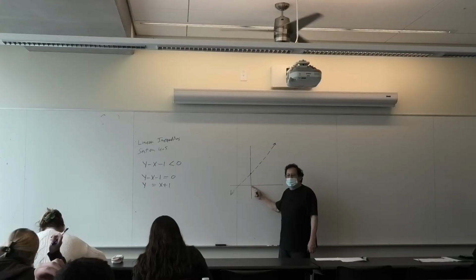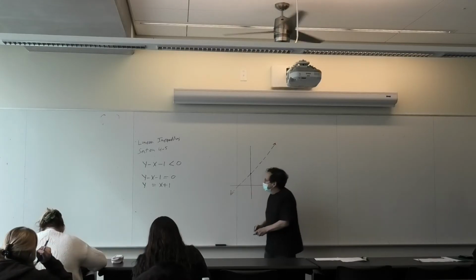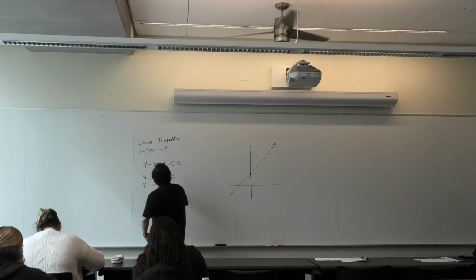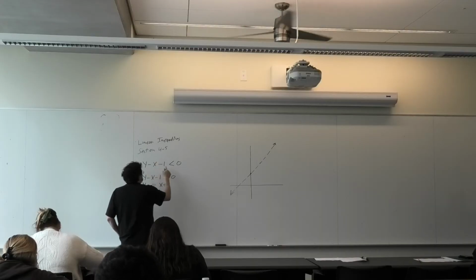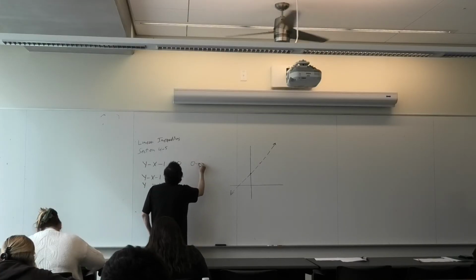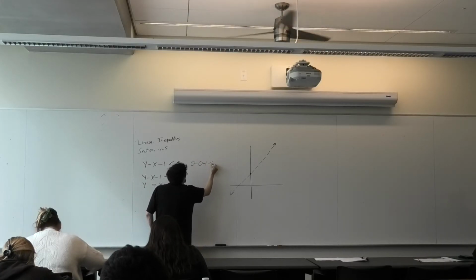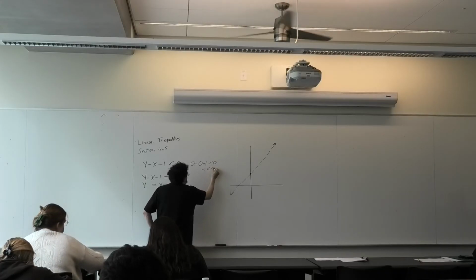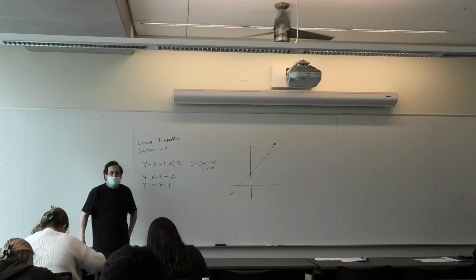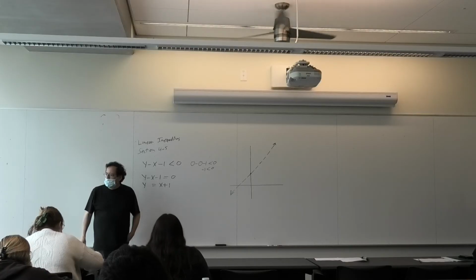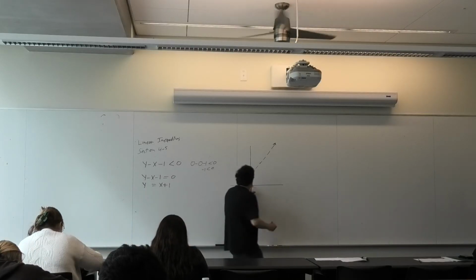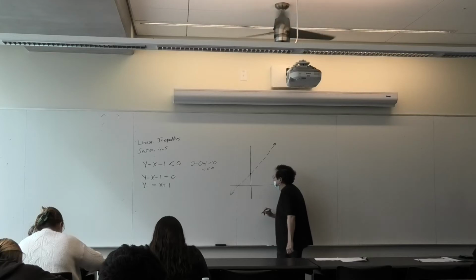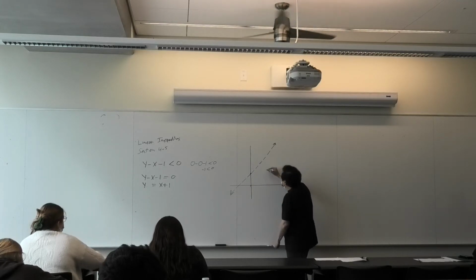Zero, zero, right? It's going to be easy. Let's check it out. 0, 0. So 0 minus 0, minus 1, less than 0. Is that true or false? That's true. If it's true for this, it's true for everything over here.